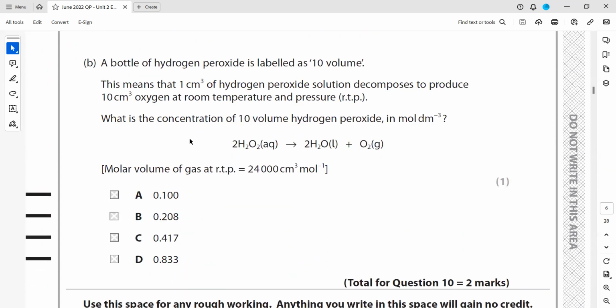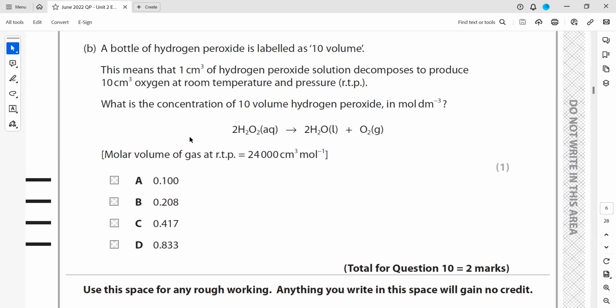A bottle of hydrogen peroxide is labeled as 10 volume. This means that 1 cm cube of hydrogen peroxide solution decomposes to produce 10 cm cube of oxygen. 1 cm cube, sorry, produces 10 cm cube of oxygen. What is the concentration of 10 volume hydrogen peroxide in mole per dm cube?